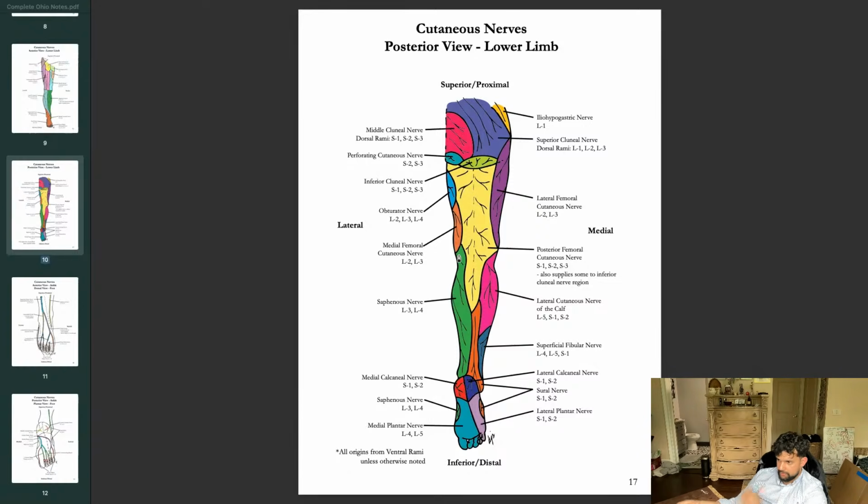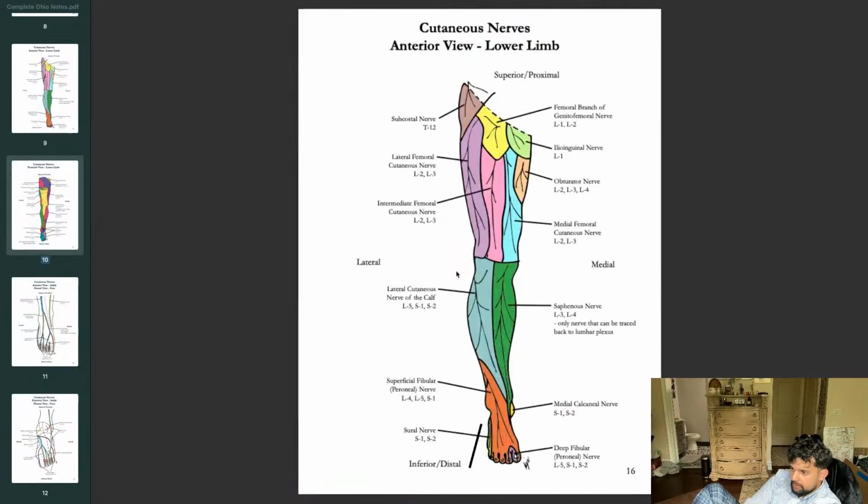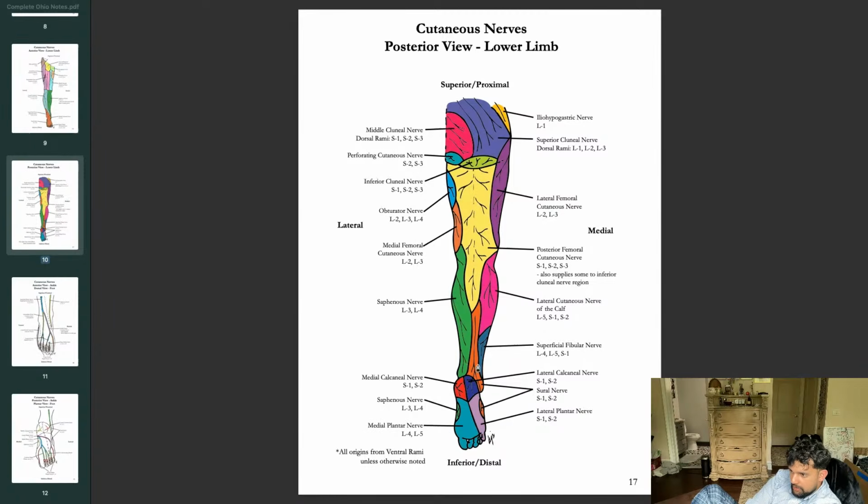Lateral is the lateral cutaneous nerve of the calf, also called the lateral sural. It's a branch of the common fibular nerve. And it's actually really interesting what you see right here. You see this red, the saphenous nerve, right? It actually skips a portion right here. And that's because the sural nerve gives off the lateral calcaneal nerve, right?